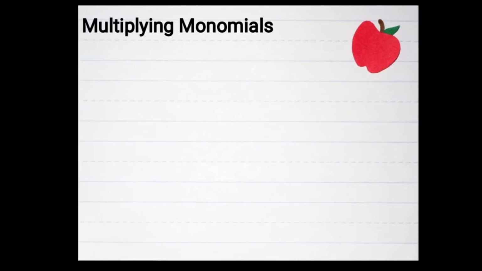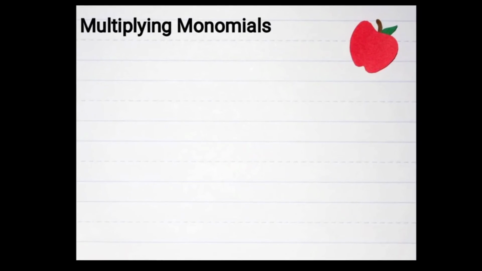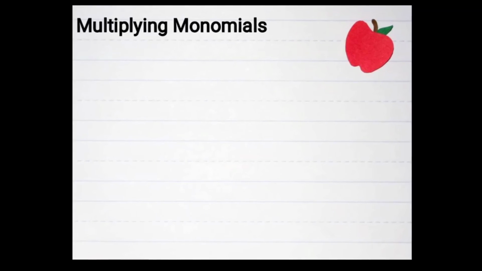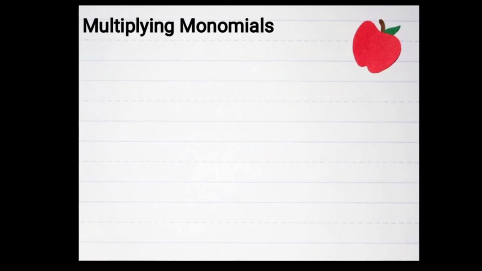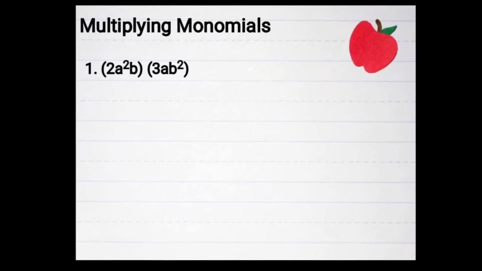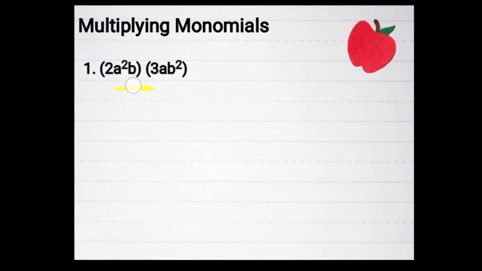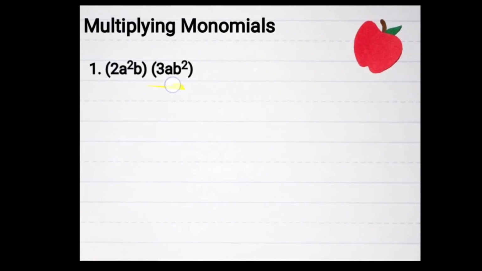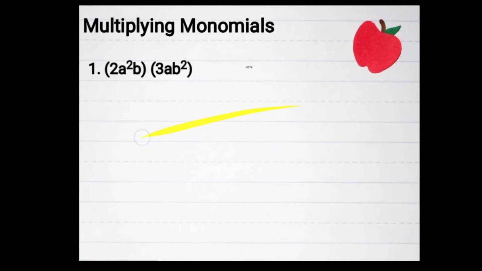How are we going to multiply monomials? For you to multiply monomials properly and correctly, you have to apply the laws of exponents. For number 1, we have 2 times a squared times b times 3 times a times b squared. To solve this, first, you have to multiply the constant or the numerical coefficient.